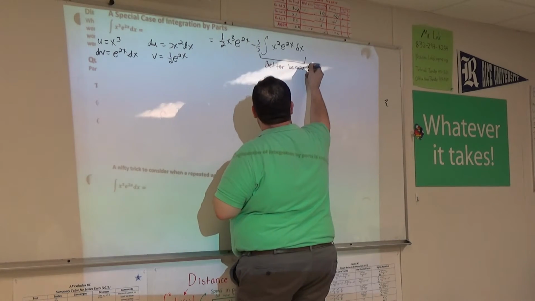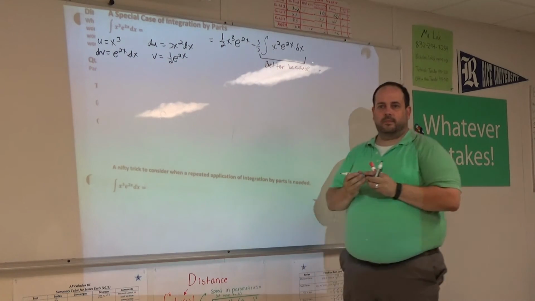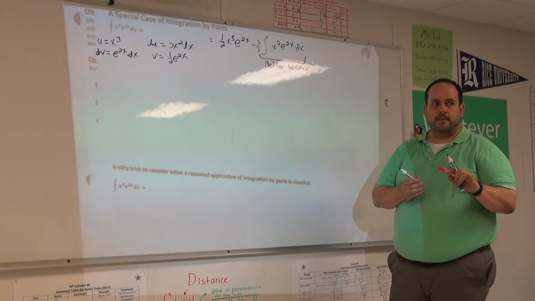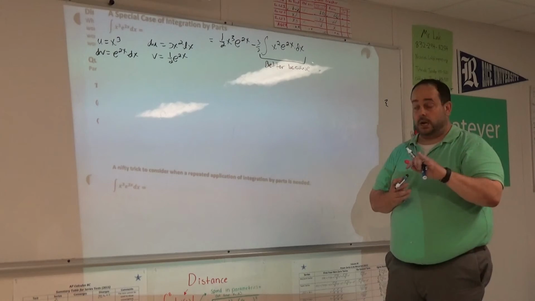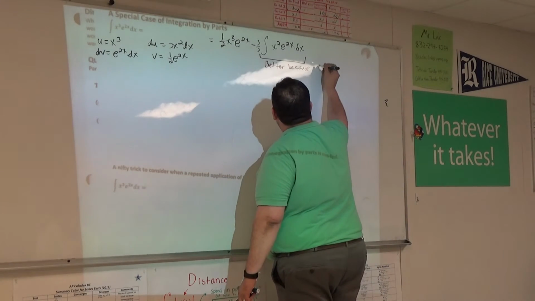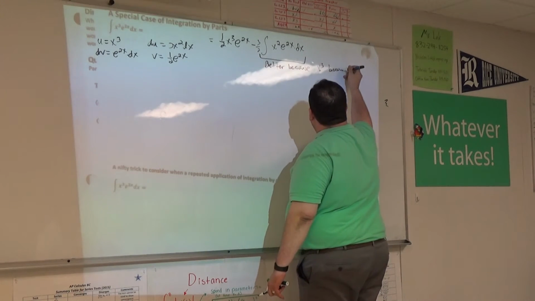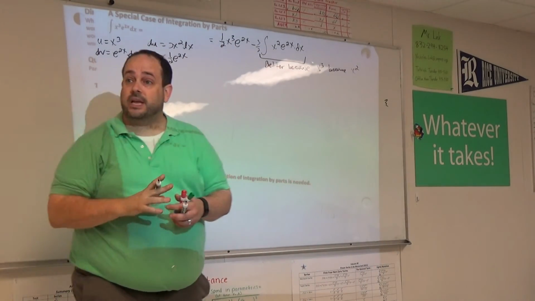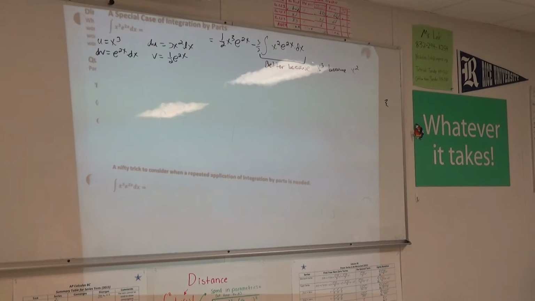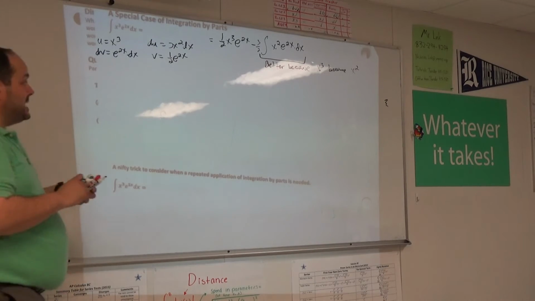Better because what changed? Your x cubed. My x cubed decreased in degree by 1, because x cubed became x squared. Right, the degree went down by 1 in this first step with integration by parts. So the gut instincts are telling me, do it again, because maybe the degree is going to go down again. And then maybe the degree is going to go down again.